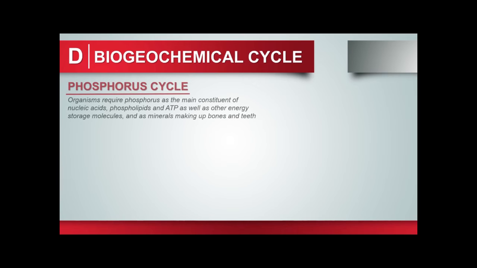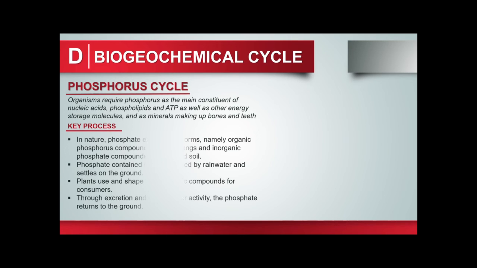Phosphorus cycle. Organisms require phosphorus as the main constituent of nucleic acids, phospholipids, and ATP, as well as other energy-rich molecules, and as a mineral making up bones and teeth. In nature, there are two phosphates, namely organic phosphorus compounds and inorganic phosphate compounds. Then phosphates settle in the ground. Then plants use them to shape organic compounds for consumers. Through excretion and decomposer activity, the phosphate returns to the ground.